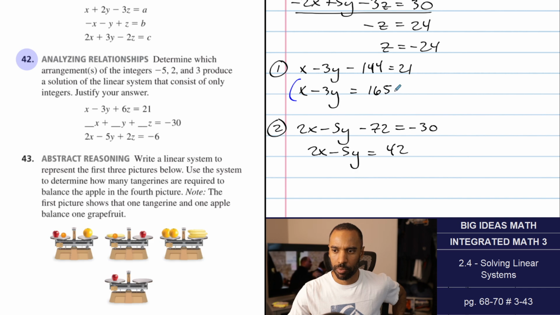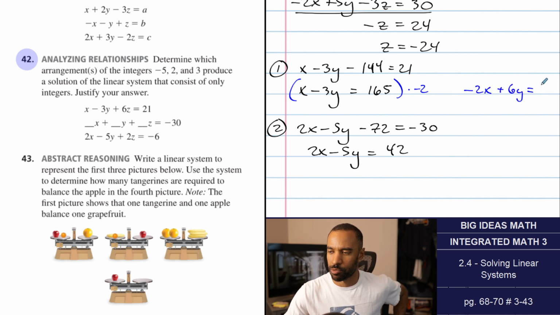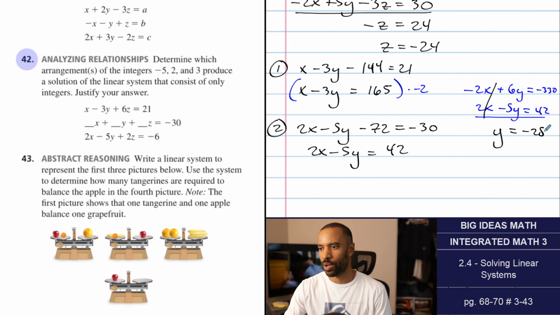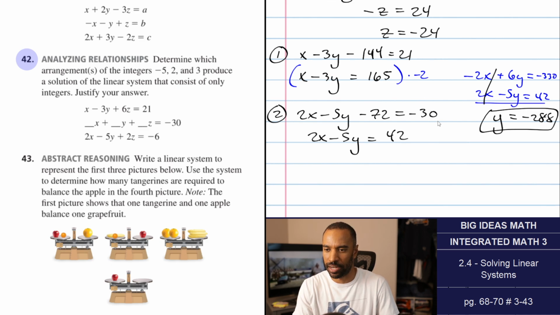Let's multiply this equation by -2. So we get -2x plus 6y equals -330, that's a big number. And then down here we get +2x minus 5y equals 42. At least the x is eliminated and the y is by itself. We get y equals -288. Also an integer. So I think x is now bound to be an integer here.